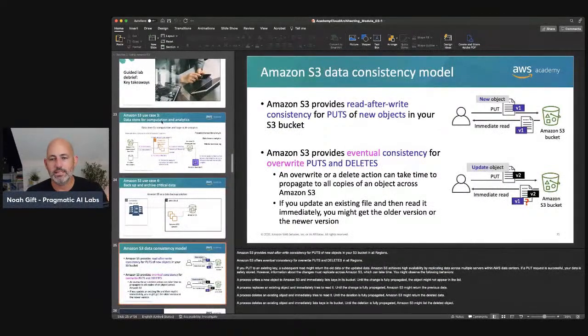The S3 data consistency model is read after write for puts of new object. Amazon S3 also gives you the ability to have eventual consistency for puts and deletes.